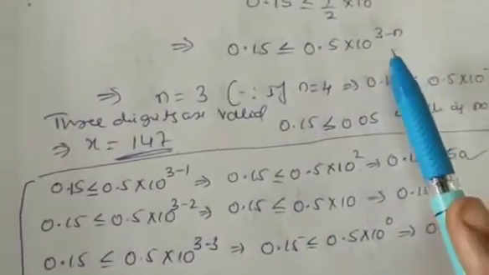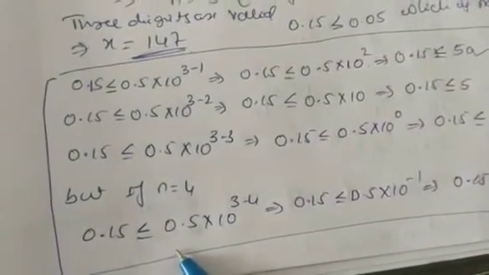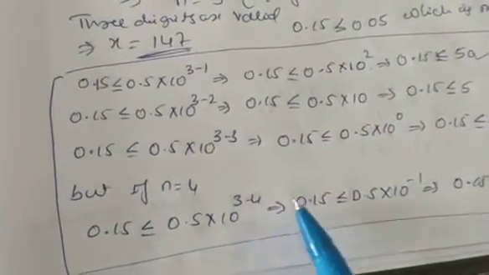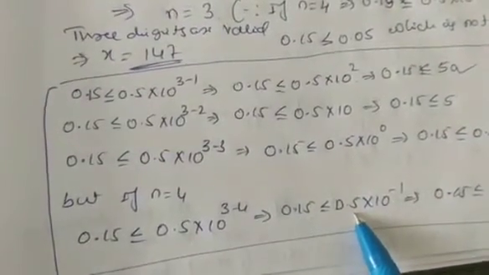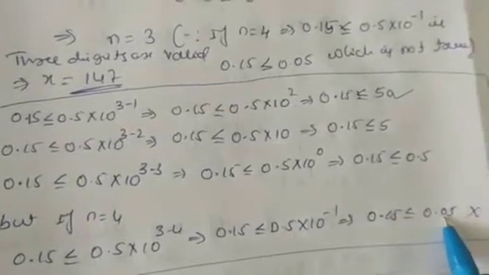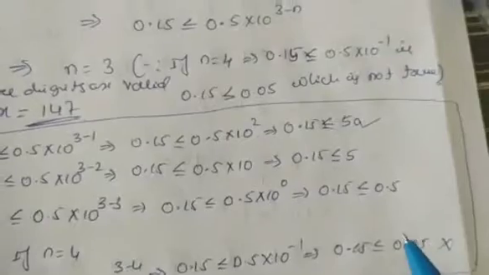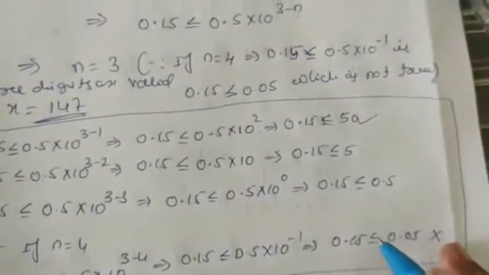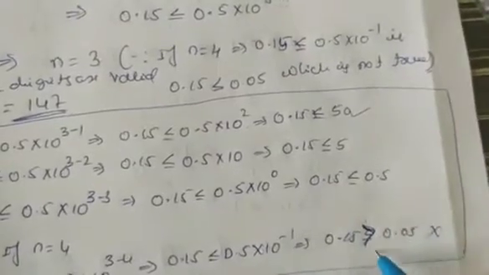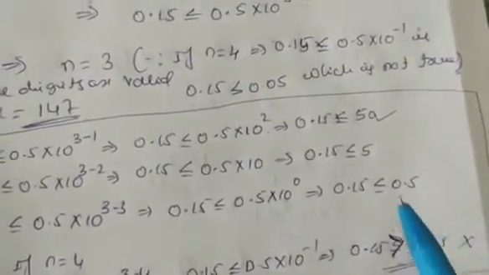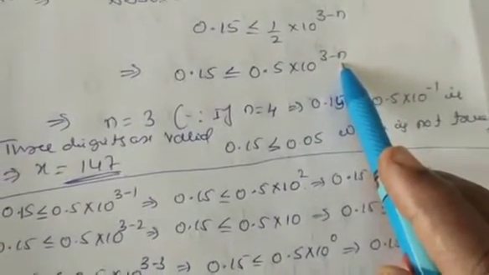But when n is equals to 4, see what happens. It becomes 0.15 less than 0.5 into 10 raised to minus 1. 10 raised to minus 1 means divided by 10. 0.5 divided by 10 is 0.05. So this inequality does not satisfy, because 0.15 is always greater than 0.05. So our inequality does not satisfy the condition when n is equals to 4.